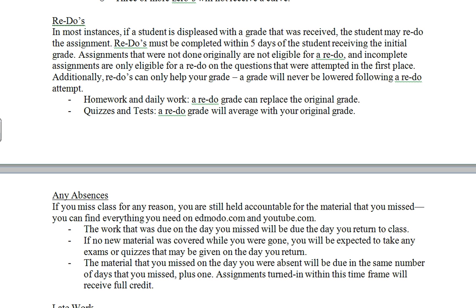The material that you missed on the day you were absent will be due the same number of days that you miss plus one. That is district policy. So if you miss one day, you have 2 days to get it made up. If you miss 2 days, you have 3 days to get it made up. Okay, assignments that you turn in within that time frame receive full credit.